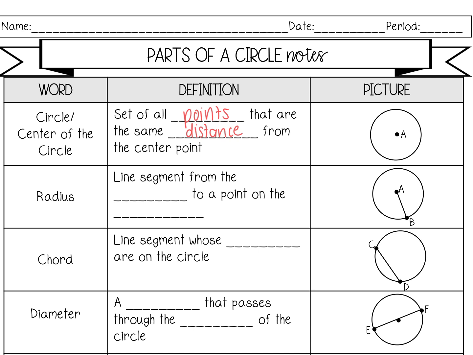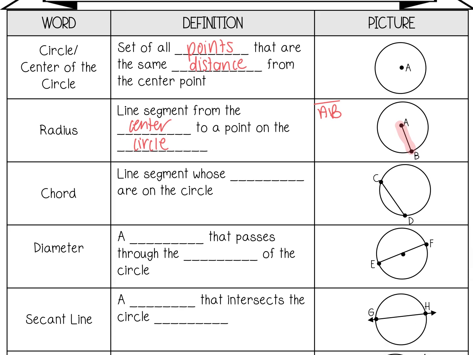Looking at the next one, I have a radius. Your radius is the line segment from the center to a point on the circle. So what does that mean? It's right here. It's from the center to the side. So AB is my radius. Please don't get radius and diameter mixed up. That's one that most people normally get mixed up. Radius is from the center to the side. Diameter is all the way across and it goes through the center. So don't get those two mixed up.